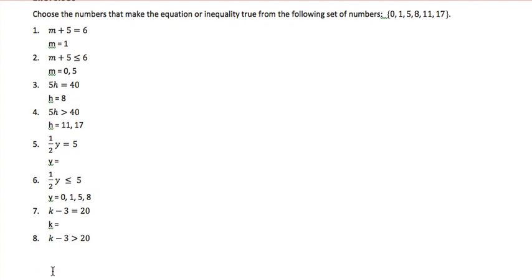And if k minus 3 is greater than 20, k should be greater than 23, because 23 minus 3 is 20. And of course it has to be greater than that. And we don't have any values in the list that are greater than 17, so there are no numbers in the list that will make that true either.